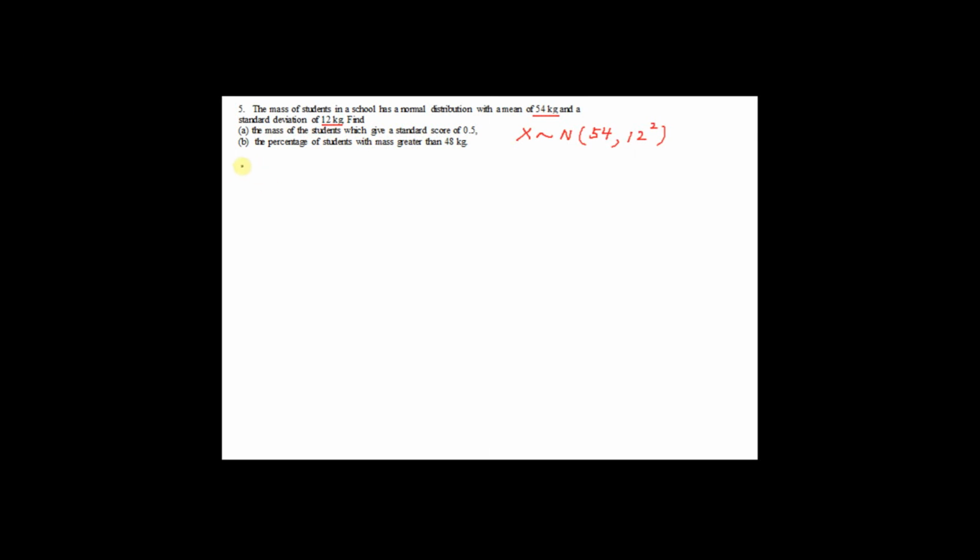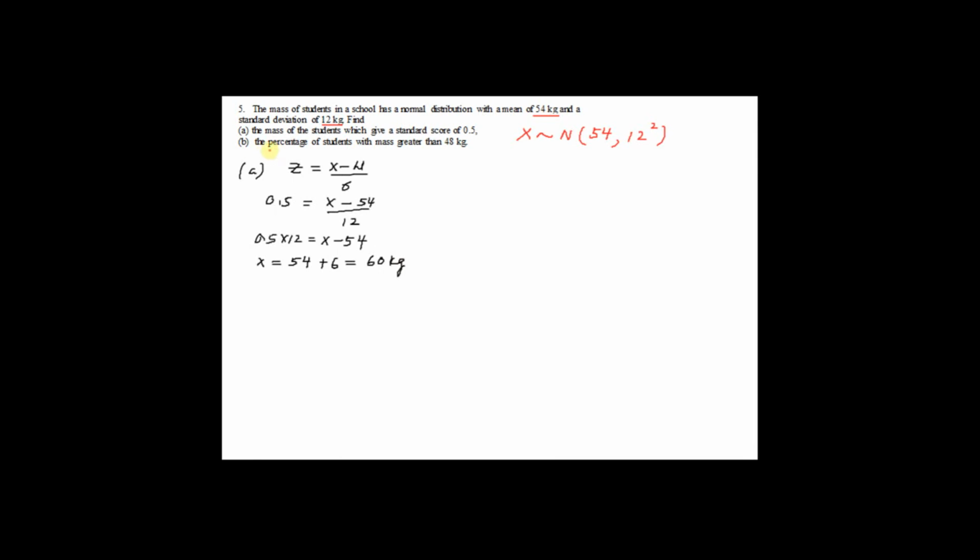So this is very simple if you know the relationship between the z-score and the x. That is z equal to x minus mean over the standard deviation. Given that your z-score now is 0.5, you have to find the value of x, which is the mass of the students, minus the mean 54 over the standard deviation, which is 12. So 0.5 multiplied with 12 equal to x minus 54. So x equal to 54 plus 0.5 multiplied with 12, yes, 6. So the value for x is 60 kg.